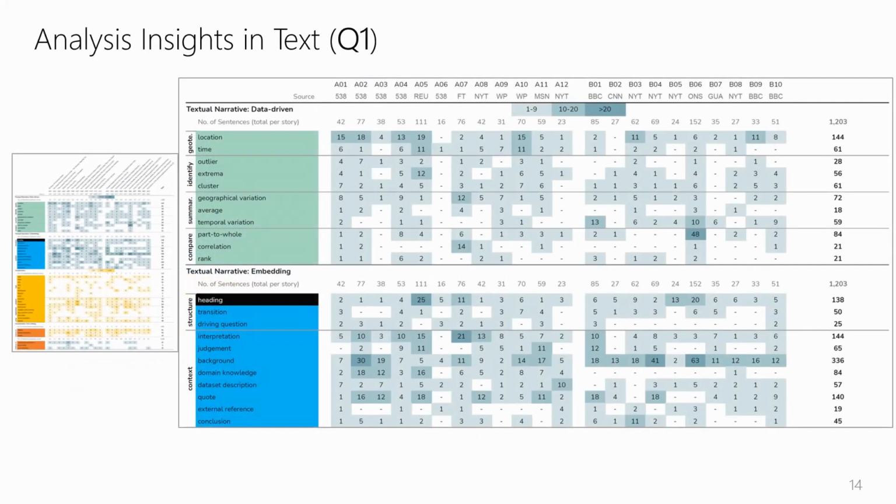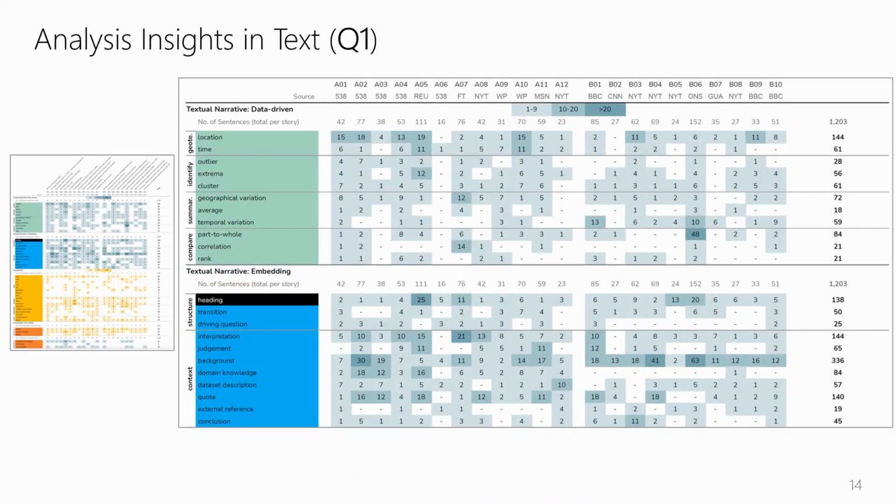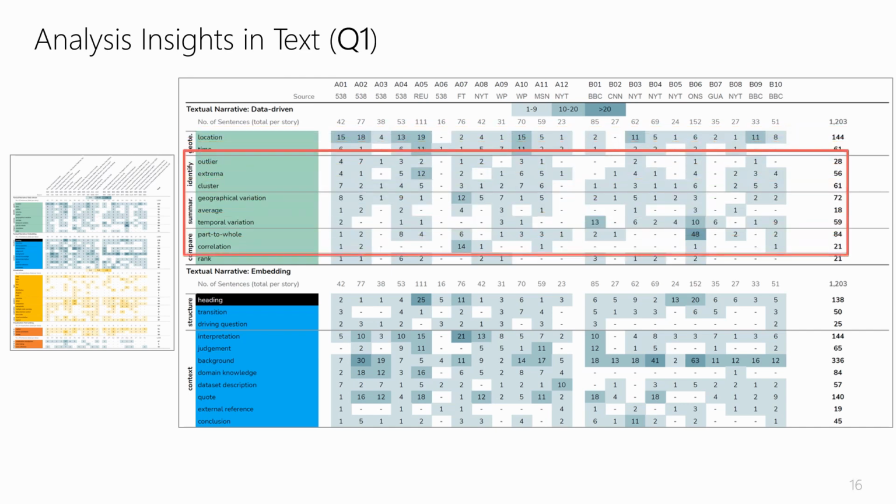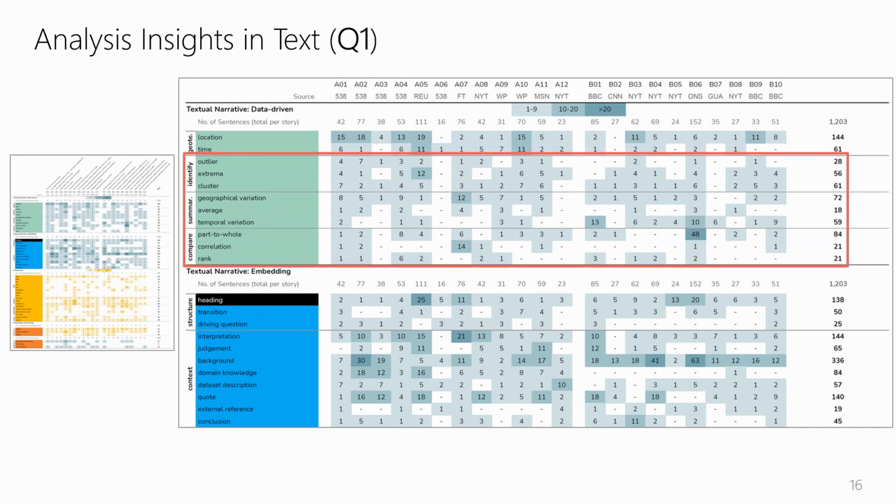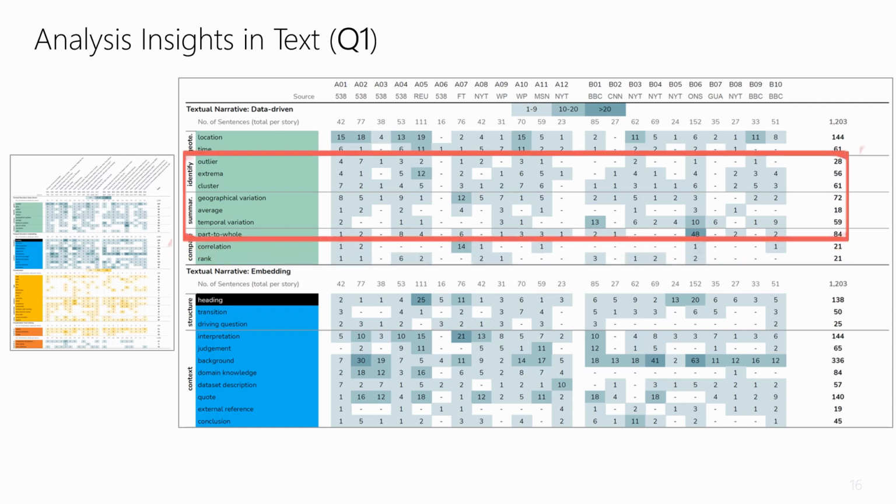Let's look at different code categories a bit more closely and try to answer the first research question. While it was no surprise that location and time were described very frequently as we focused on geographic narratives, we see that insights closely relate to high-level analysis tasks. They can be grouped into identify, summarize, or compare tasks.